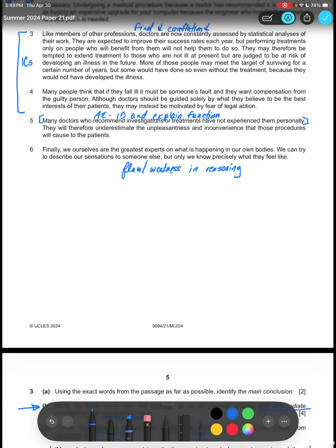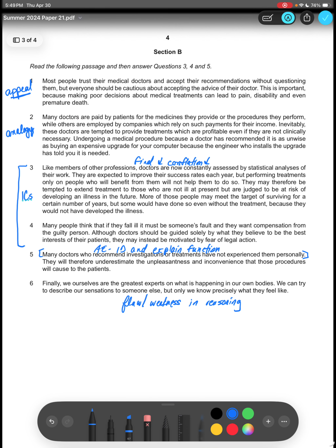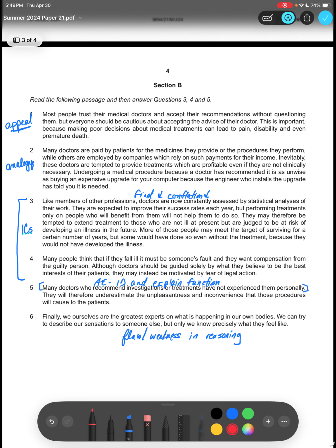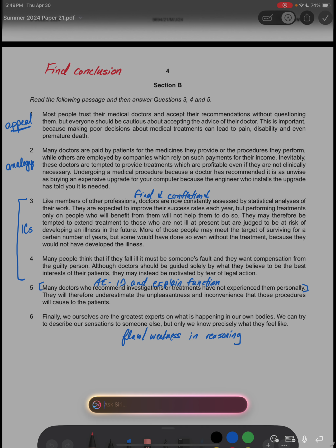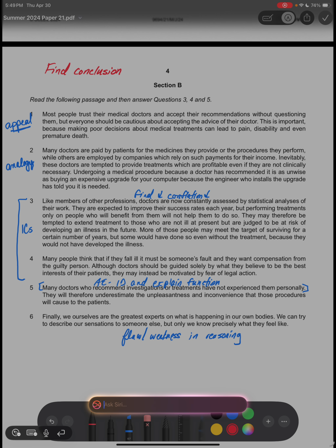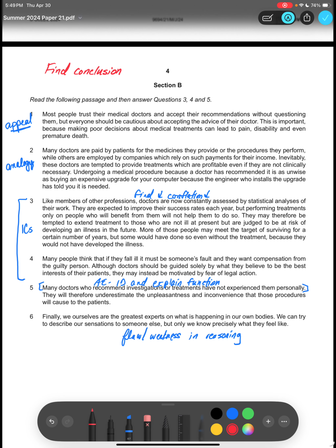Okay, so we've drawn an outline here. Now, the next part of this, and this is really important, you need to find your conclusions. Don't know why I keep activating Siri.